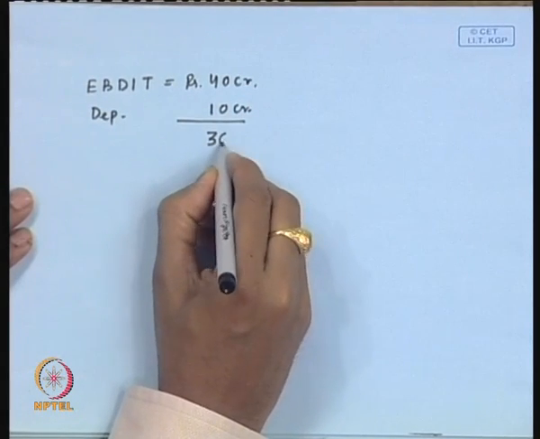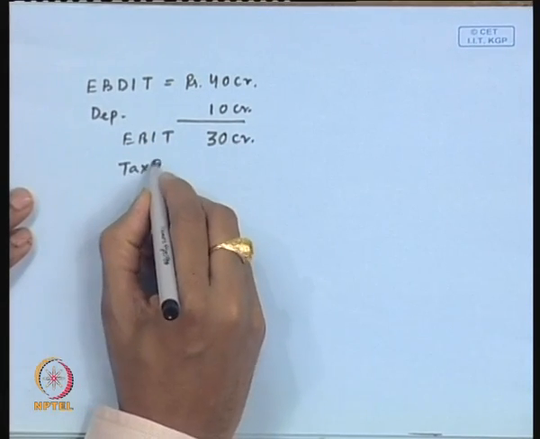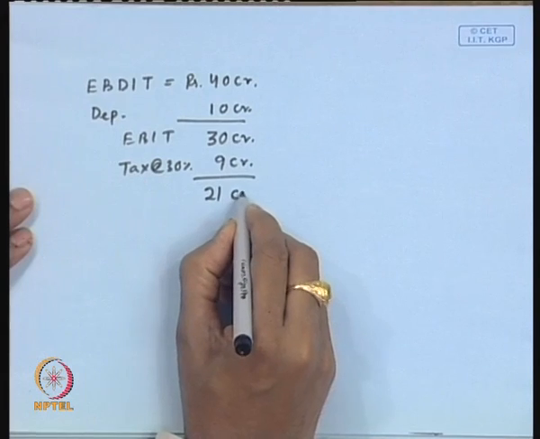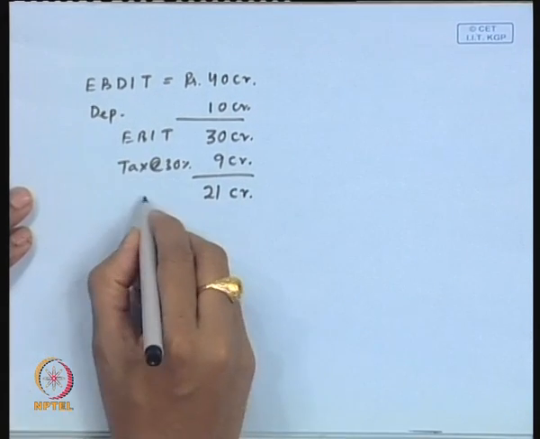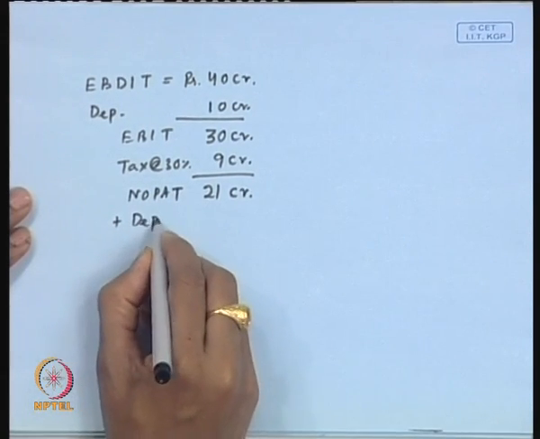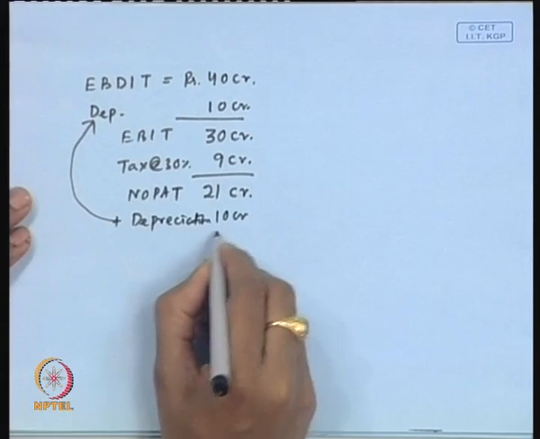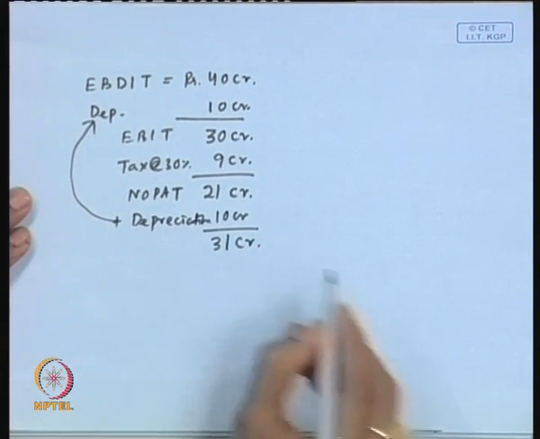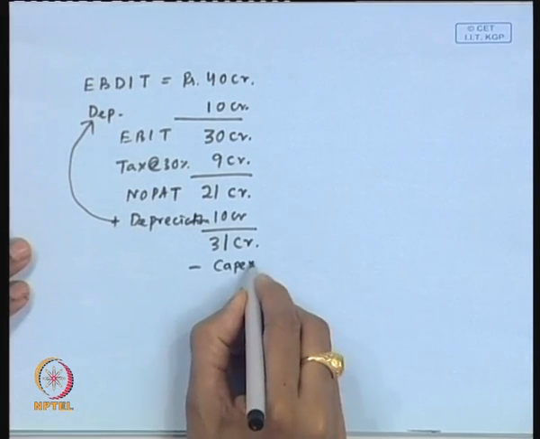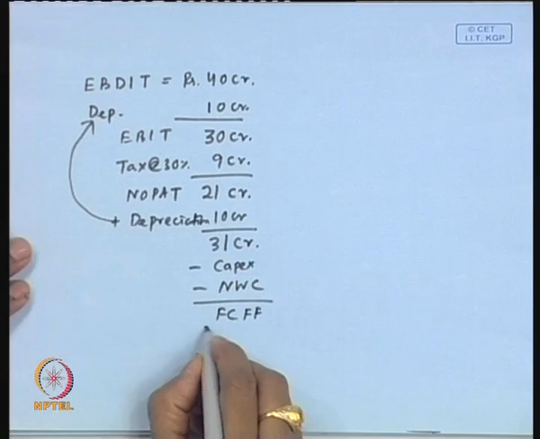it becomes 30 crore as earnings before interest and tax. The tax rate is 30%, so you have 9 crore of tax, and it becomes 21 crore as the net operating profit after tax. Then we add depreciation, which is 10 crore. So, we have 31 crore, actually the cash profit. From this 31 crore we take out capex and net working capital, and that gives us the free cash flow for the firm.